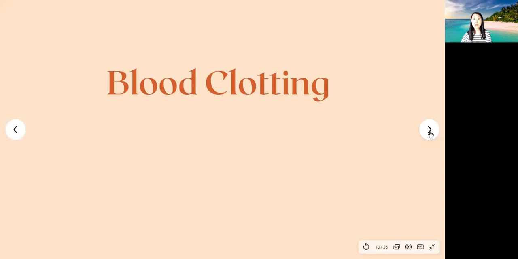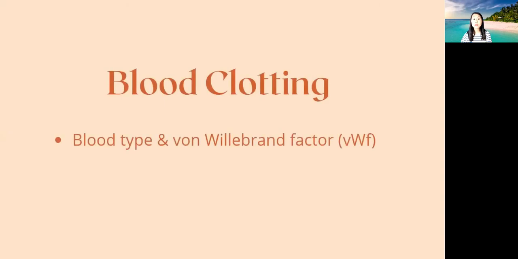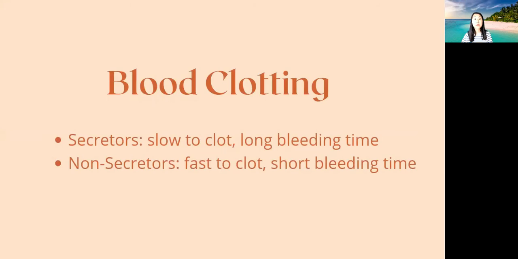Now let's take a look at the issue of blood clotting. Blood type impacts the blood clotting ability to a significant degree. Blood type O individuals have the lowest amount of the clotting factor known as the von Willebrand factor, or VWF, whereas type A individuals have the highest amount. Now, if we look at the secretor subgroups, secretors have the slowest clotting, while non-secretors have faster clotting, which means that they have shorter bleeding time.